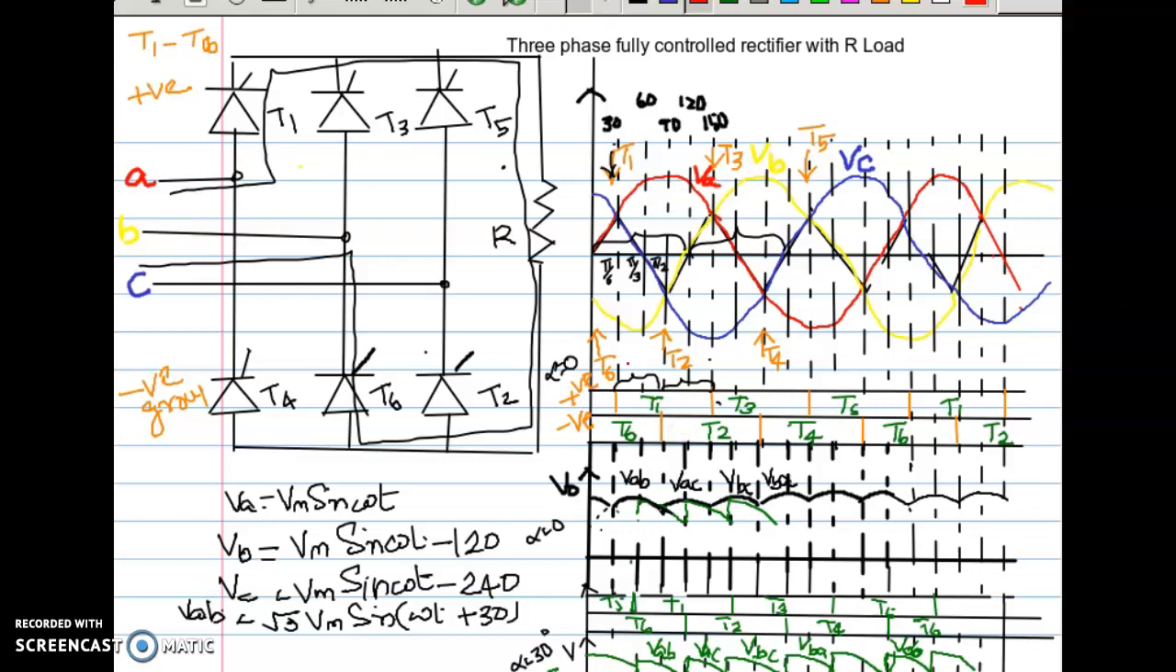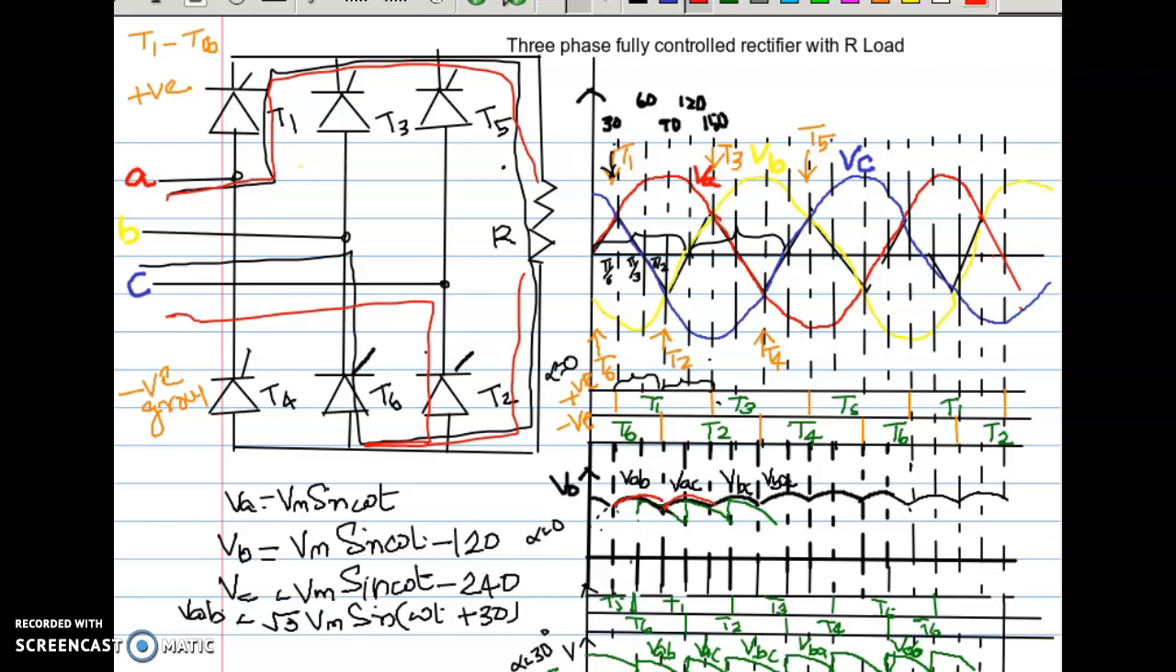T1 and T2 conducting. T1 conducting means A reaches here. Then T2 conducting means C. So instead of T6, T2 takes conduction. So what is the voltage across the load? VAC. T1 and T2 means VAC. So during that interval, you can see VAC is the voltage.